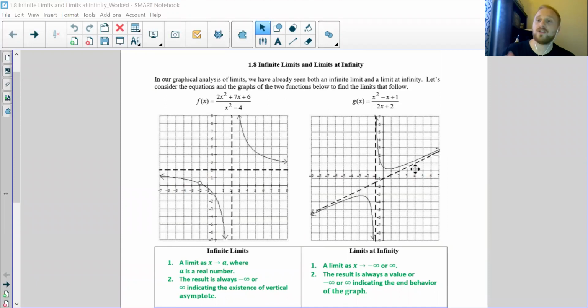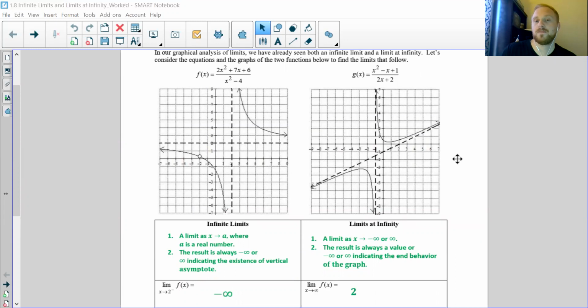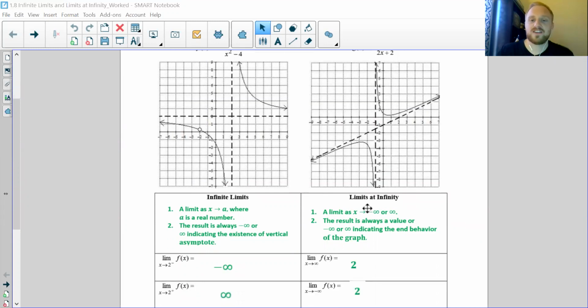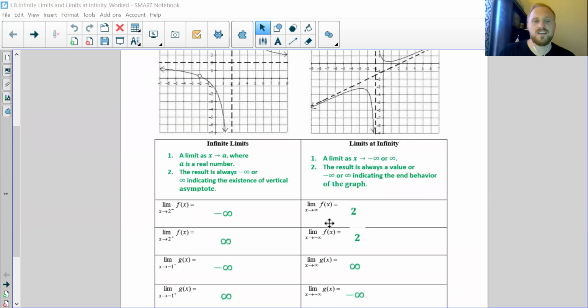This occurs when we have a limit as x approaches positive or negative infinity, and it results in an end behavior that is either positive or negative infinity. This could occur where we have a slant asymptote, or a horizontal asymptote. But the key is that x is approaching either positive infinity or negative infinity.